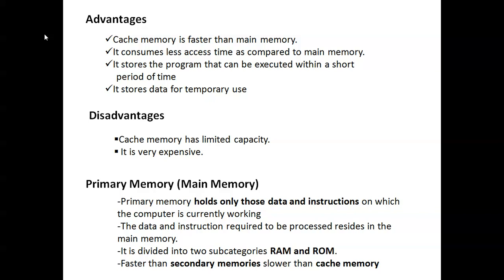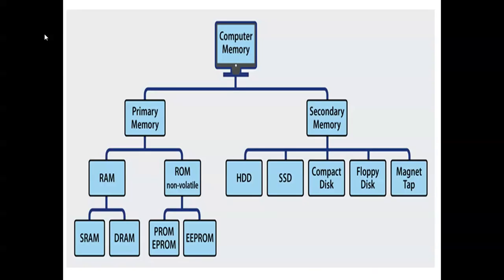Then primary memory. Primary memory holds the data and instruction the computer is currently working on, and the data and instruction required for the process reside in main memory. The primary or main memory is divided into two subcategories: one is RAM, another one is ROM. This primary memory is faster than secondary memory and slower than cache memory. So what are RAM and ROM? Random access memory and read-only memory.